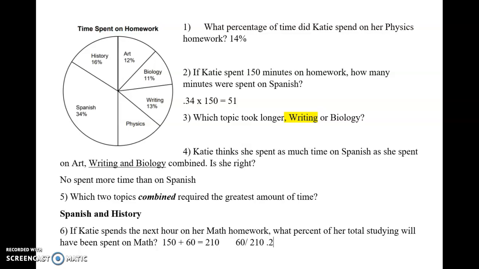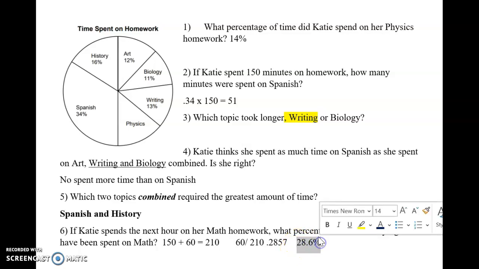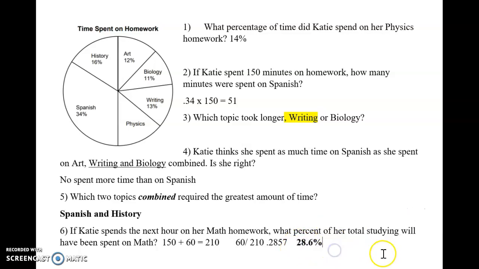So 0.2857. I'm assuming we can round this to the nearest hundredth or nearest tenth of a percent. So I'm going to call this 28. Oops, let me get some space here. 28 point, that wouldn't be 5 because the 7 is 5 or more, so it rounds up, 0.6%. Well, that's good. She spent almost as high a percentage on math as Spanish. Of course, math is more fun.